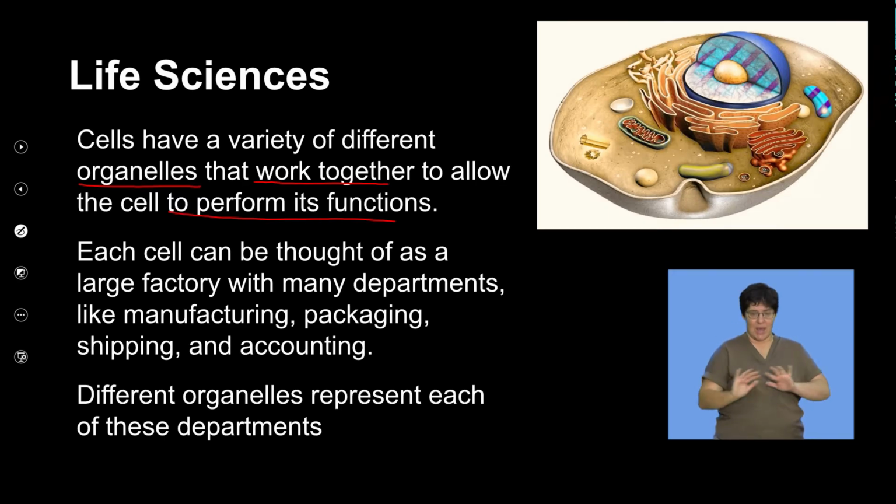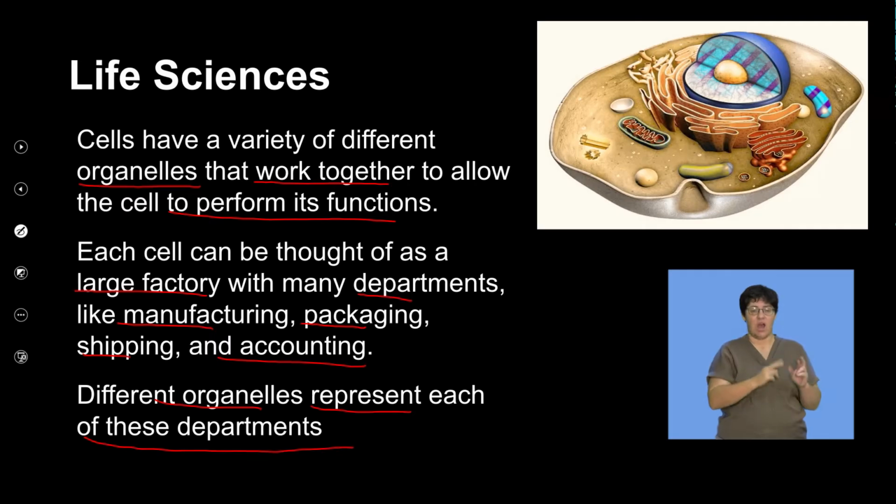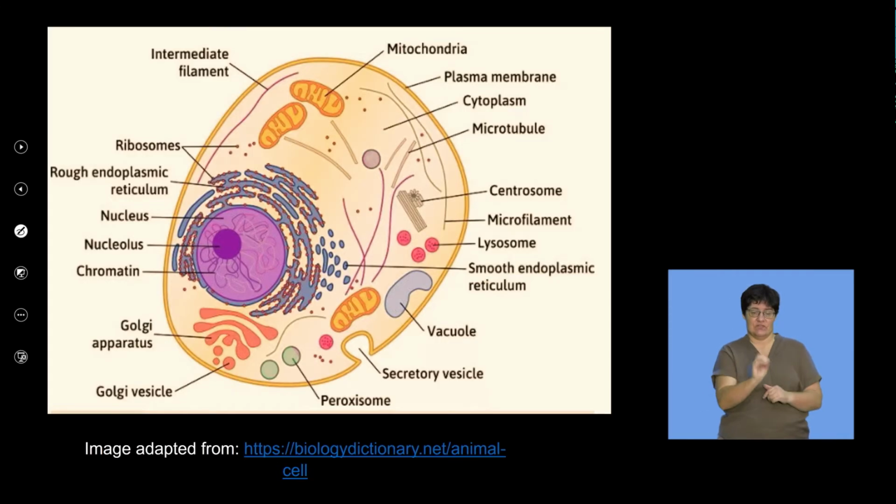Each cell can be thought of as a large factory with many little departments having important functions like manufacturing, packaging, shipping, and accounting for the various products that are produced. And so we say that these different organelles represent these departments, and they play specific roles. In a more detailed diagram, what we want to focus on today is just the area where the nucleus is.